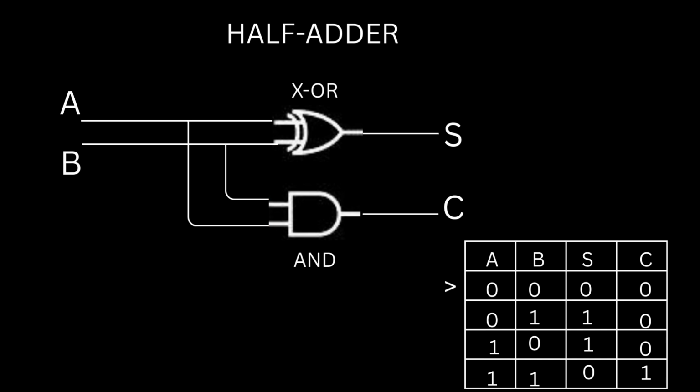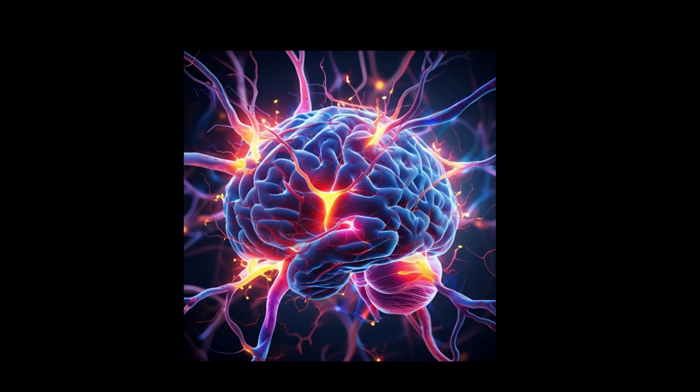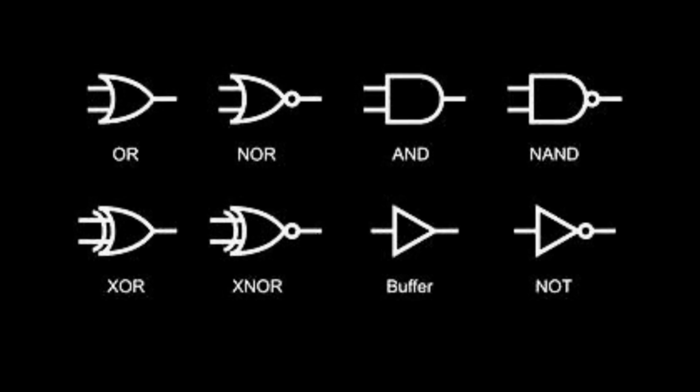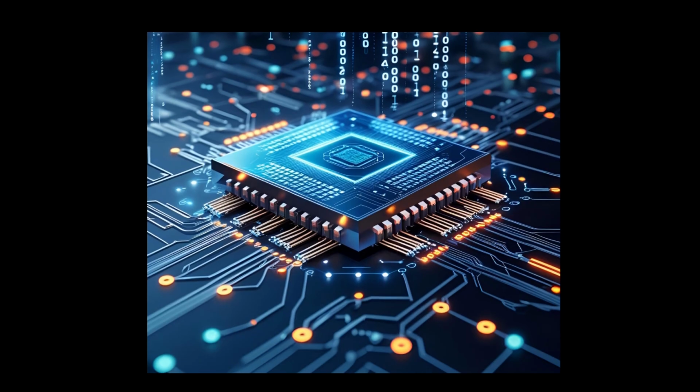Now, Boolean algebra is a branch of math that deals with only two values, true, 1, or false, 0. It defines rules for combining these values using logical operations like AND, OR, and NOT. In short, Boolean algebra is the math of logic, the same math computers use to make decisions. Logic gates are simply the hardware version of Boolean algebra, making it possible to design everything from a basic calculator to a modern microprocessor.